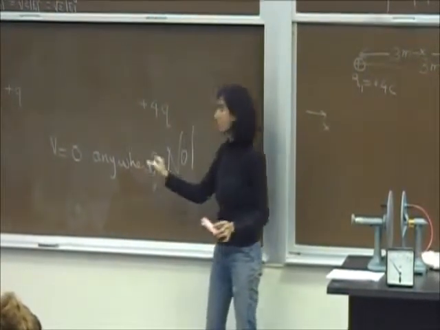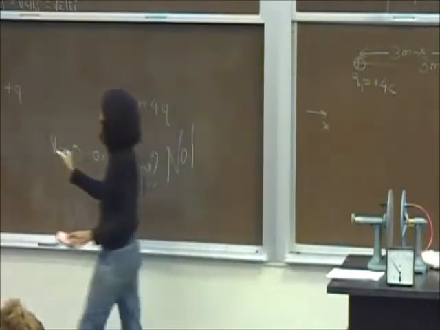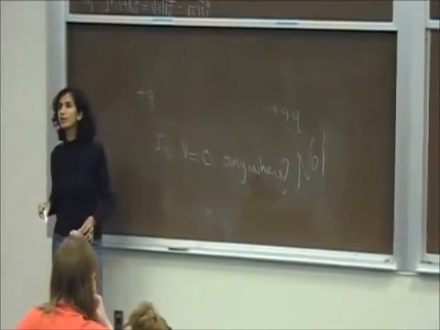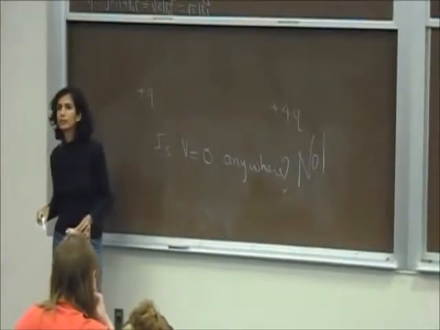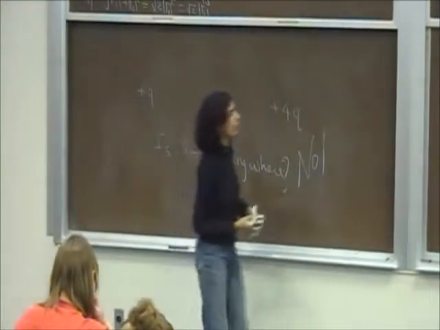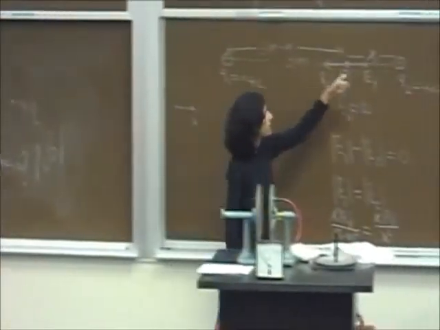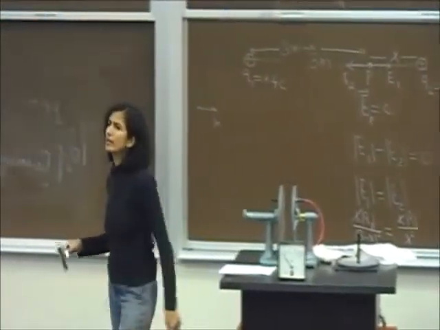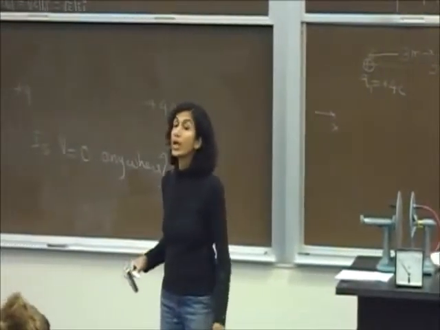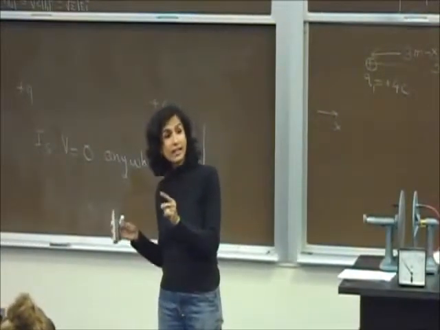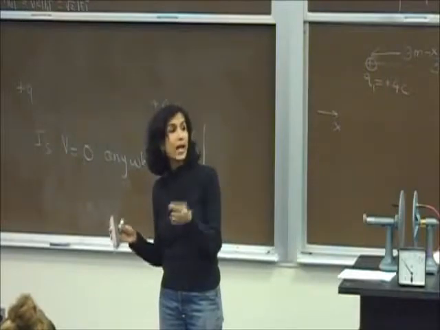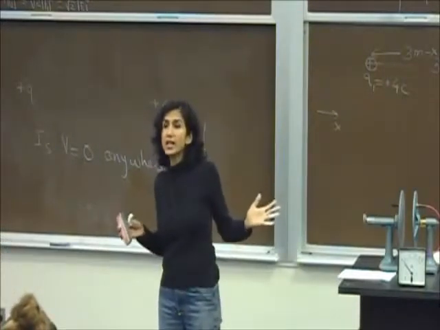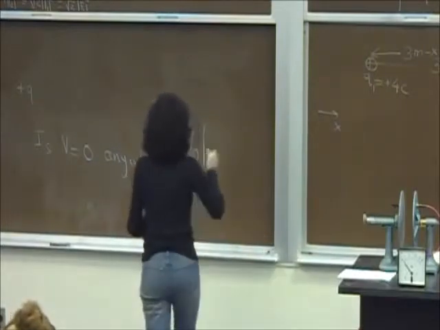The answer to this question, is V equal to 0 anywhere, is no. Why is it no? Anybody want to explain? Why is the answer no to the electrical potential due to two positive charges not being 0 anywhere? Well, it is a scalar, that's true, and because of that, if both charges are positive, what potential are they going to produce?